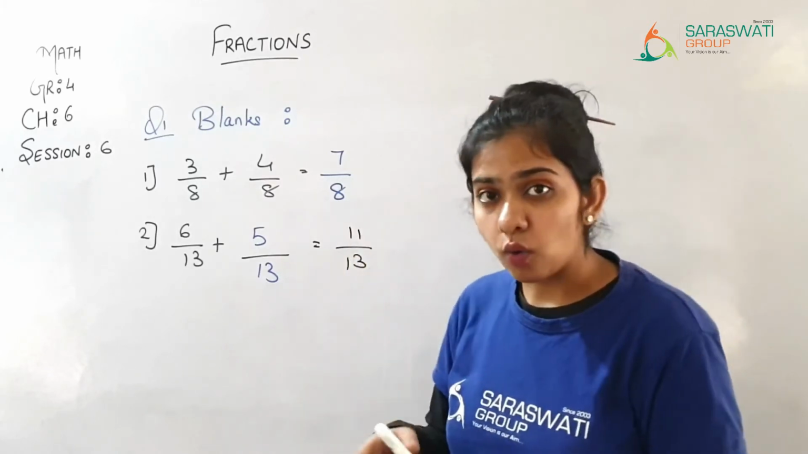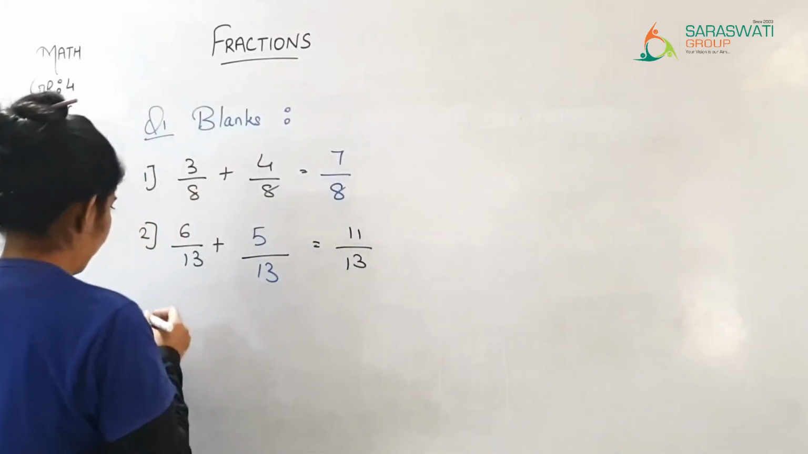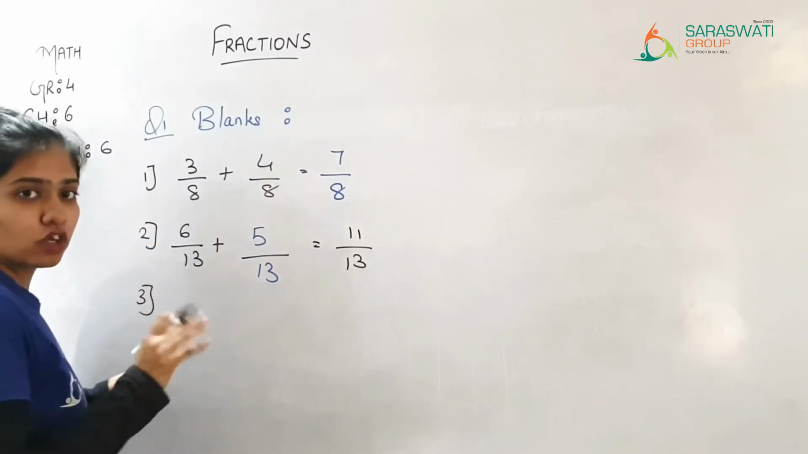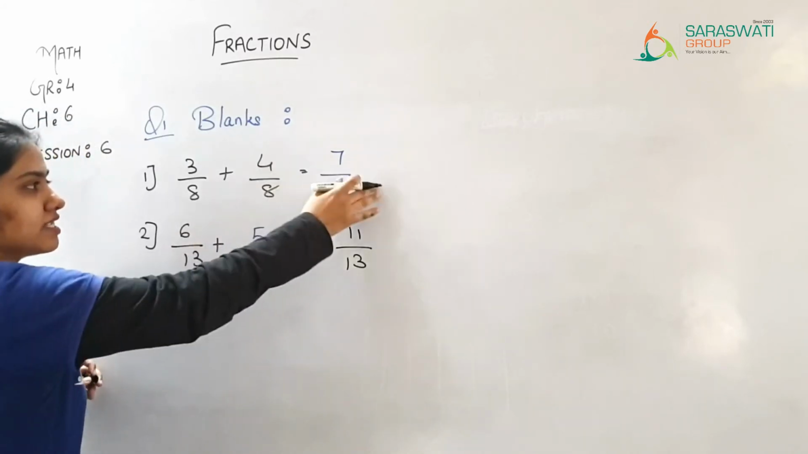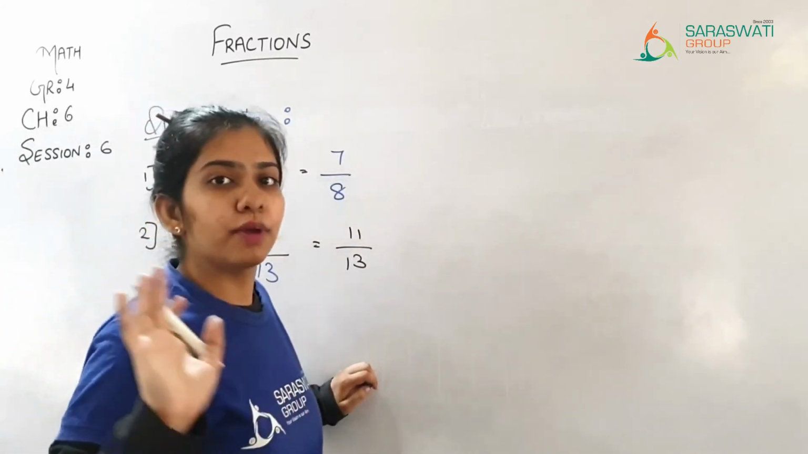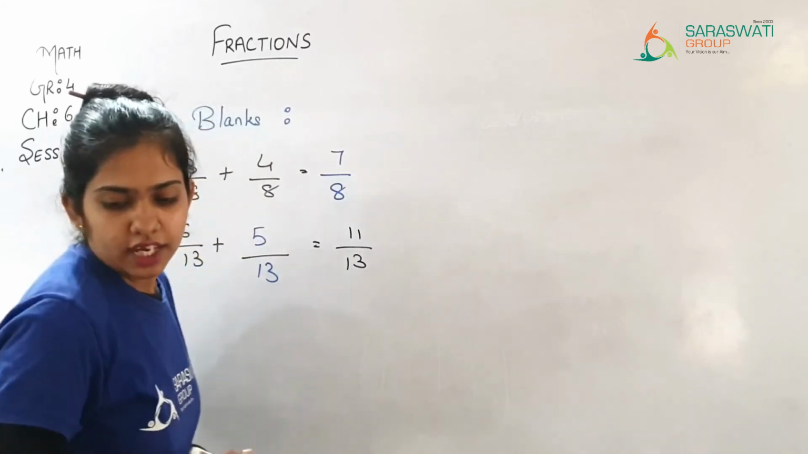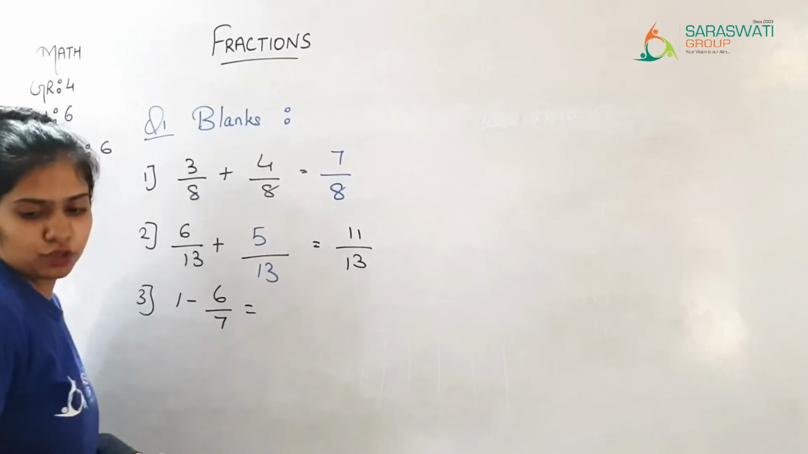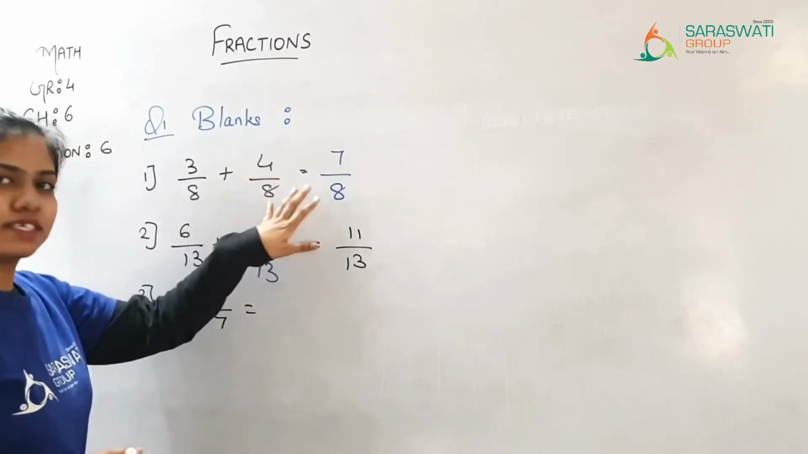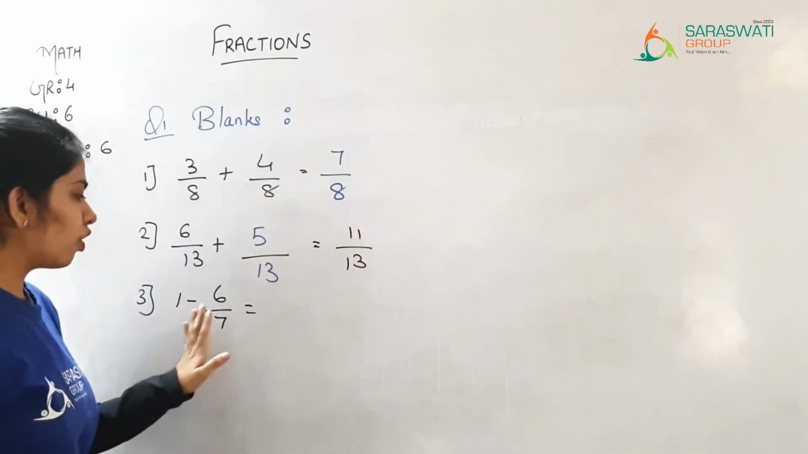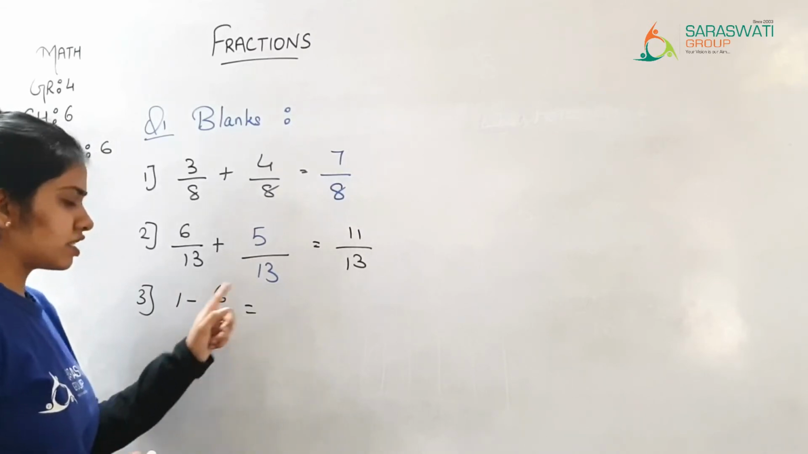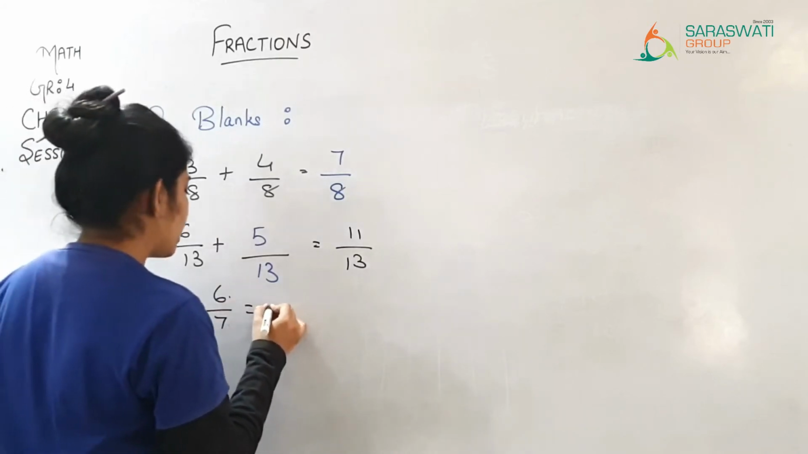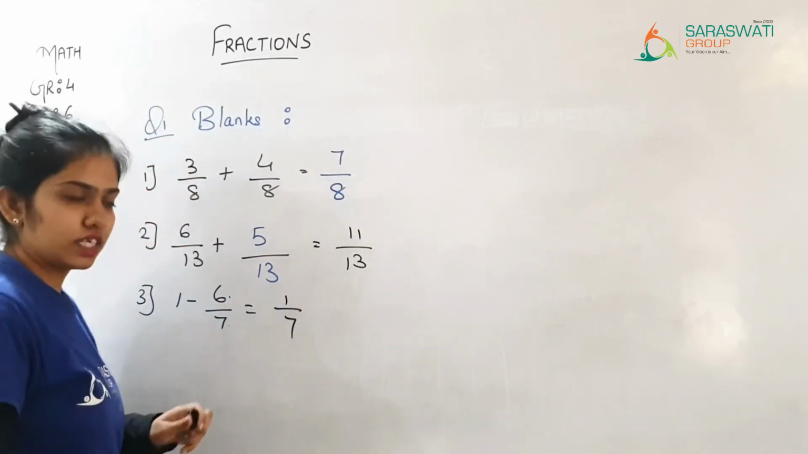Okay. Now 1 minus, if it is given this way, I am explaining you all kinds of blanks. After that, the same kind of blanks you have to solve by yourself. Now 1 minus 6 upon 7 equals to, subtraction के blanks ऐसे ही रहेंगे, right? Now 1 minus 6 upon 7, so 7 minus 6 is 1. So your answer is 1 upon 7.